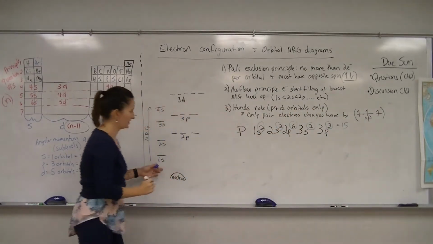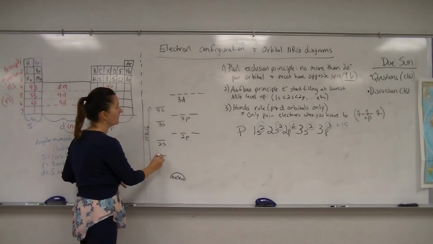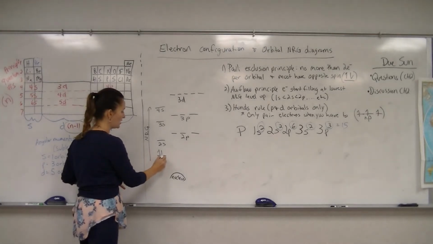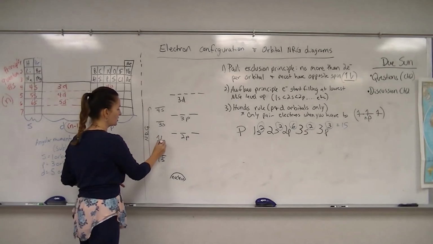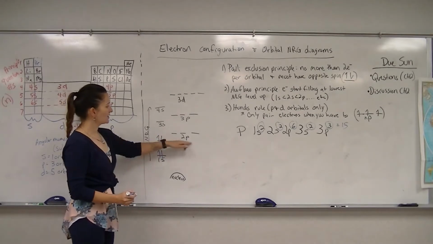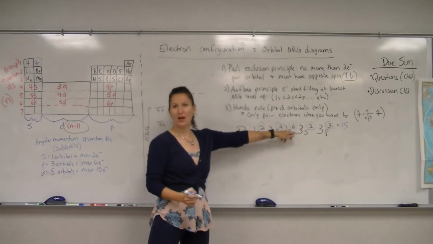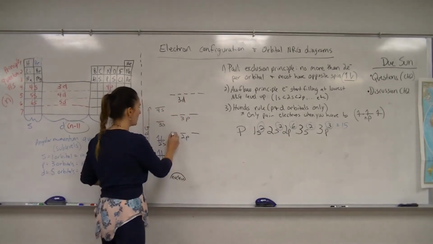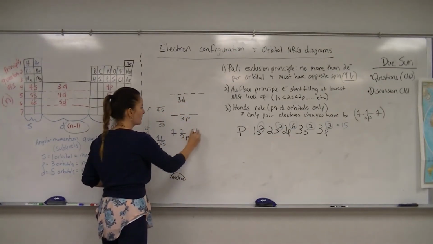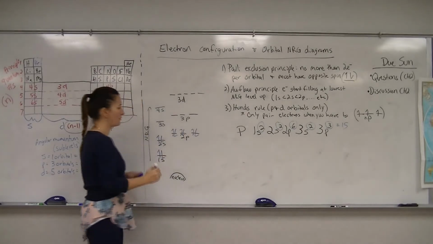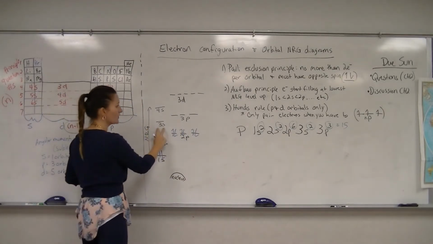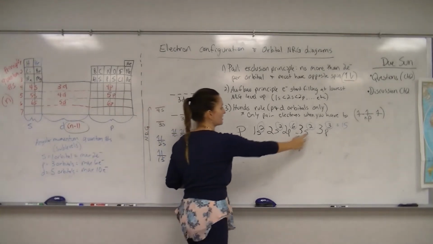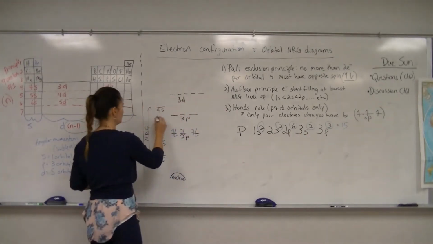So 1s, it can fit a max of 2. I'm going to follow the Pauli exclusion principle and make sure that I put 1 arrow up and 1 arrow down. Same thing when I get to the 2s. When I get to the 2p, notice it's full. I need 6 electrons in it. So I'm going to fill each of these up with 2 electrons, making sure the arrows are going opposite directions. For the 3s, is that one full? Yes, I need 2 electrons in that one.